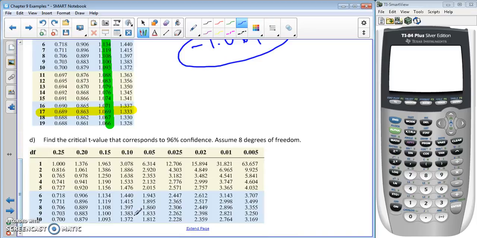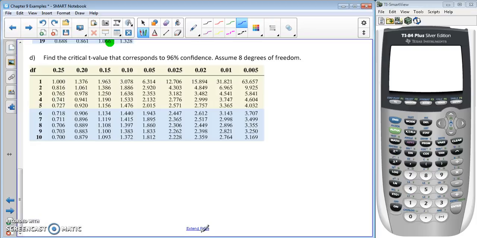Lastly, we want to find the critical t-value that corresponds to 96% confidence. So again, let's start.